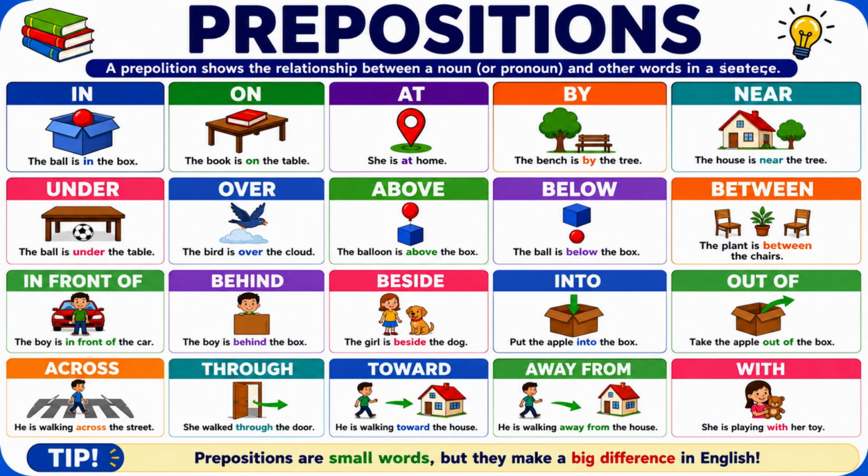Over equals above without touching. Above equals higher than. Below equals lower than. Between equals in the middle of two things. Beside slash by equals next to.